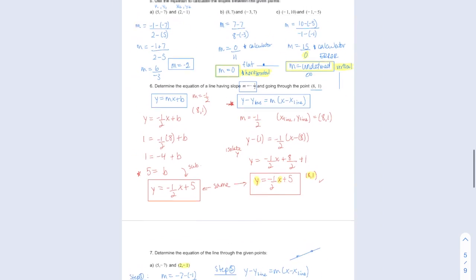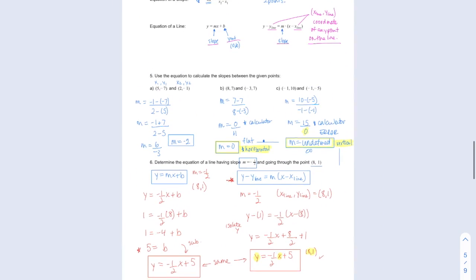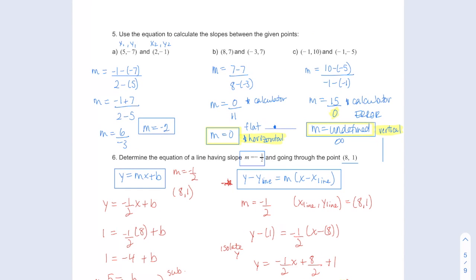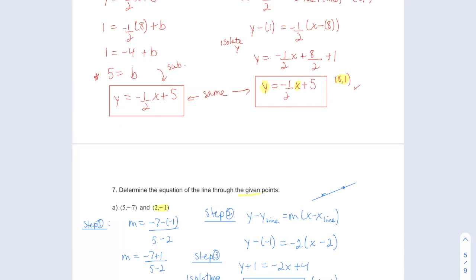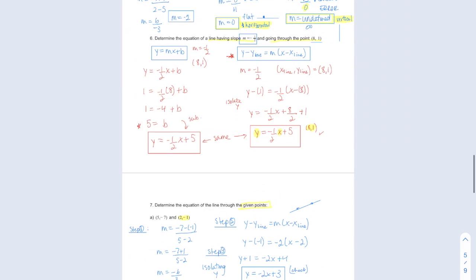Okay, and then we did lots of practice of determining equations of lines, either given a slope and a point, or given 2 points. So we had lots of practice here.